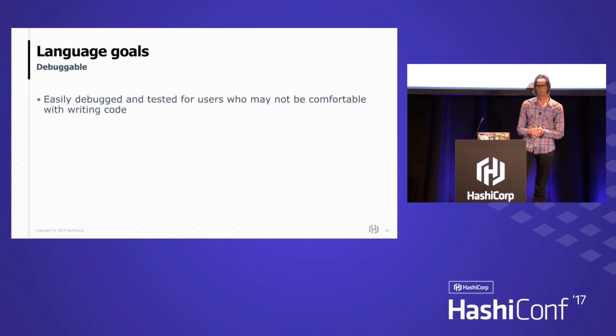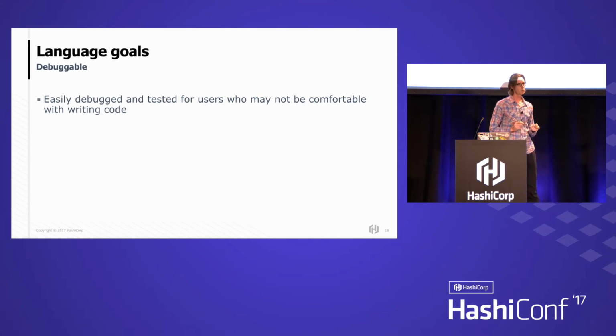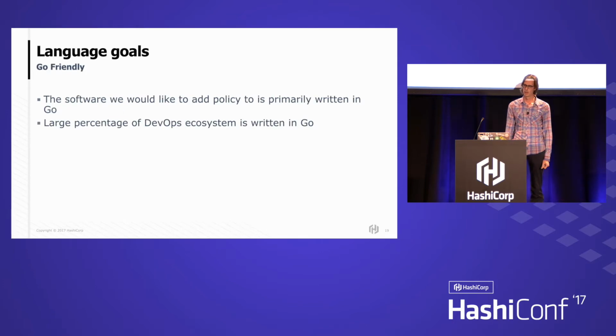And debuggable. This goes hand in hand with non-programmer friendly, but we wanted a language which was easily debugged. We wanted to be able to test policy, and we wanted users who are not necessarily comfortable with writing code to be able to do this. And Go friendly, this might have been a little bit of a selfish one, but most of our products are written in Go. We needed Sentinel to be easily embedded in those products. And if you take a look at this DevOps ecosystem, quite a lot of DevOps software these days is written in Go. So embeddability was a big deal.